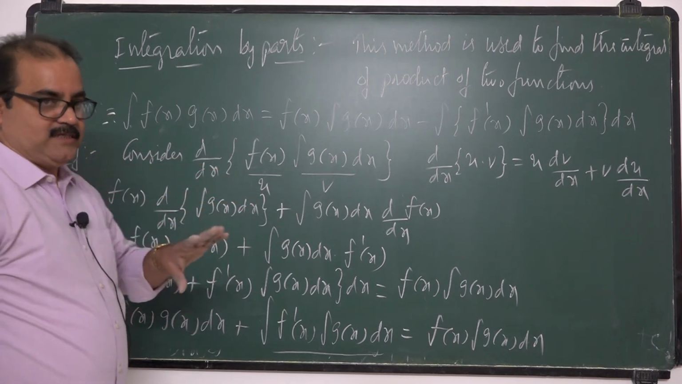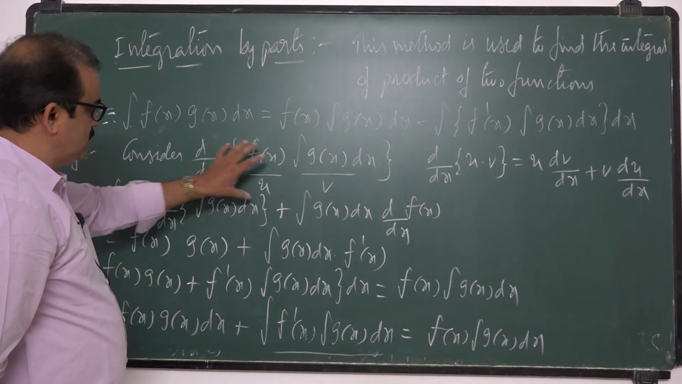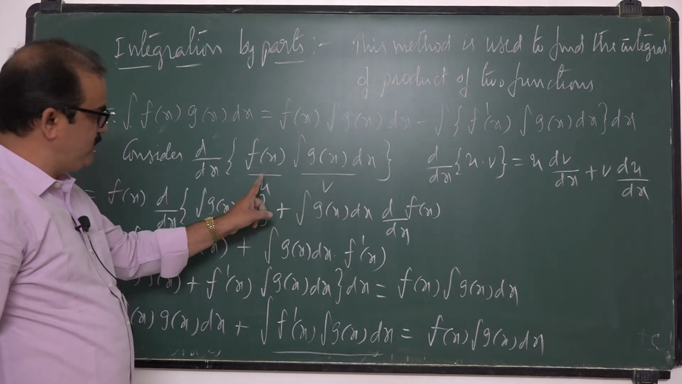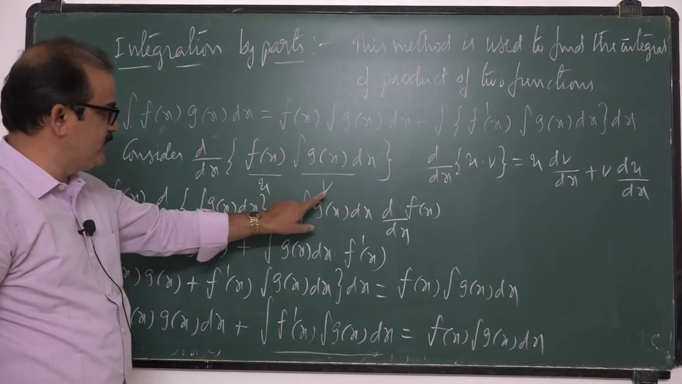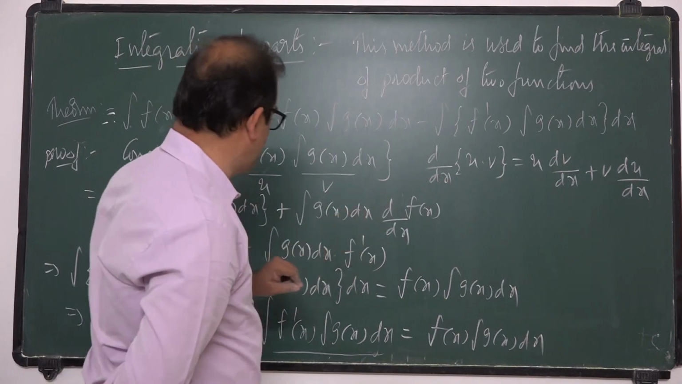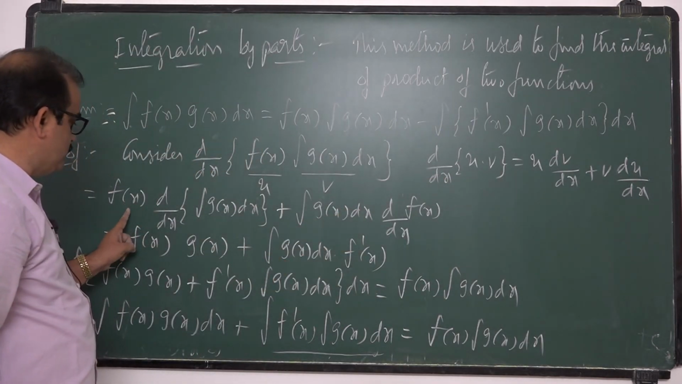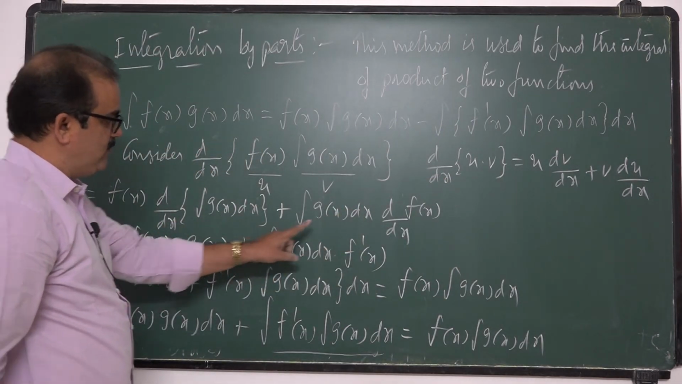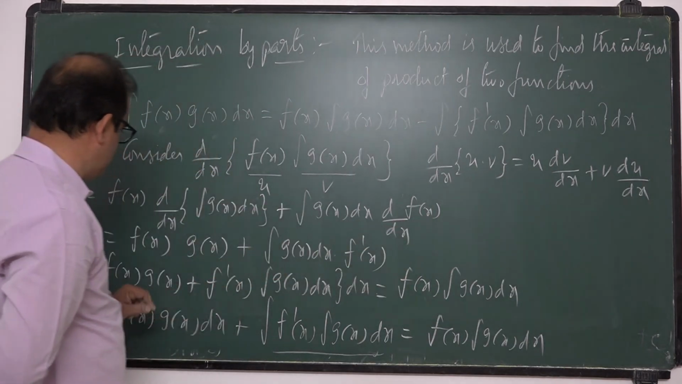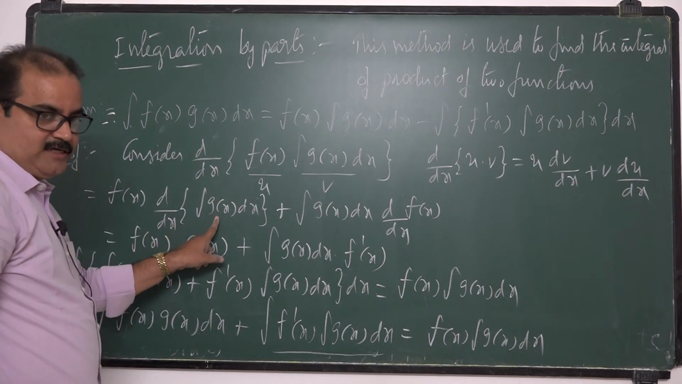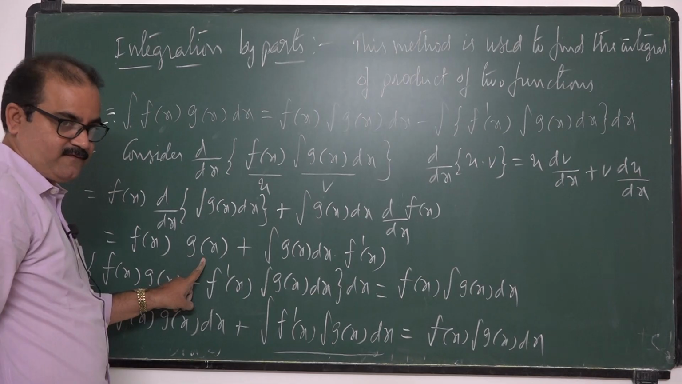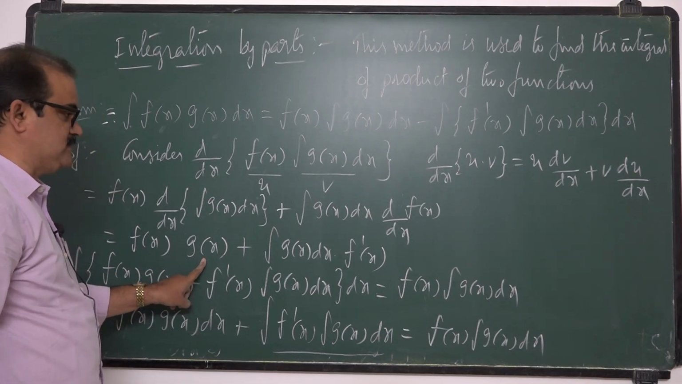Again, all of you listen to the proof. You consider this, which is in the form of d by dx of u into v. From this formula we get u into dv by dx plus v into du by dx. The derivative of the integral of any function is itself, so again you get g of x.